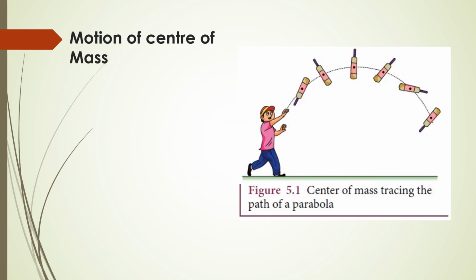Motion of center of mass. The center of mass of a system of particles moves as if the entire mass of the system were concentrated at the center of mass and all the external forces were applied at that point. Velocity of center of mass for a system of two particles m1 and m2 with velocities v1 and v2 is given. If no external force acts on the body, then the center of mass will have constant momentum. Its velocity is constant and acceleration is zero. Thus, m v_cm equals constant.